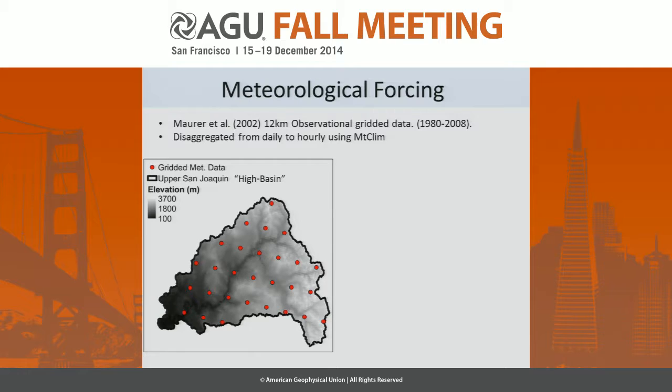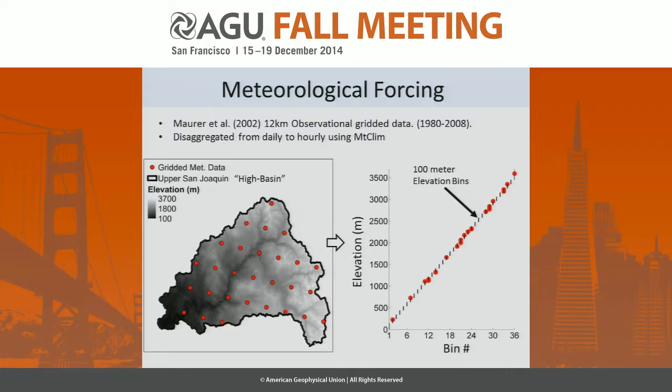We need forcing data for our simulation, so because we wanted a large period and similar forcing data over all of our basins, we used the Maurer 2002 12-kilometer data set. And we use this data set mainly because it's been well used in the literature. And we note that there are some deficiencies with this data set, which I'll address later in the talk. So for each of these basins, the 12-kilometer grid cells were binned into elevation bins and used to drive our simulations of the rain-on-snow events.